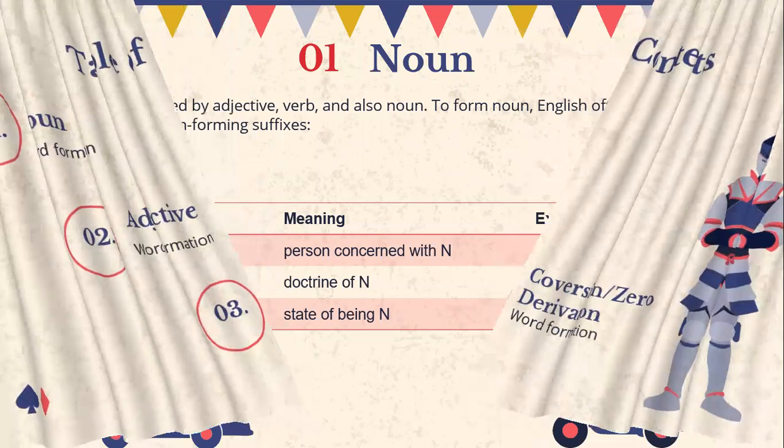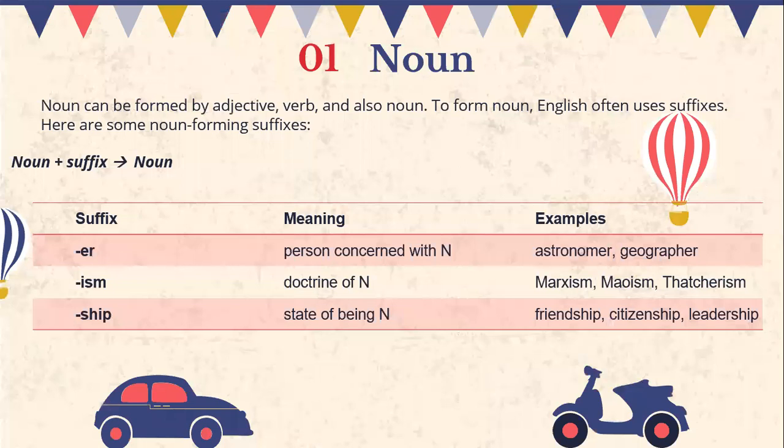The first is about noun forming. So a noun can be formed from an adjective, a verb, and also a noun itself. And to form nouns, English often uses suffixes. And here are some noun-forming suffixes.